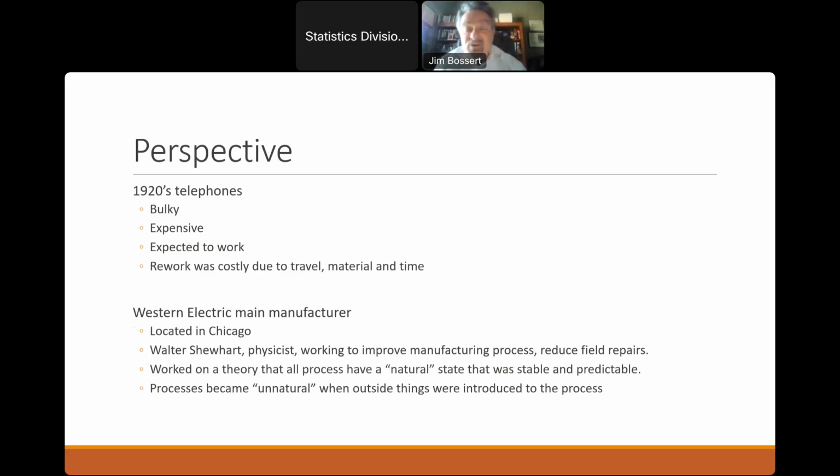And Western Electric was the main manufacturer. They were located in a little town called Chicago. Walter Shewhart, who was a physicist, not an engineer, but a physicist, was tasked with working on improving the manufacturing process that would reduce field repairs. So, that was some of the challenges.